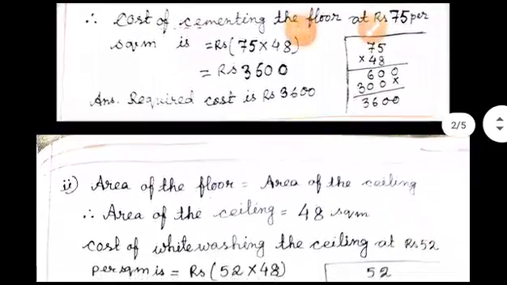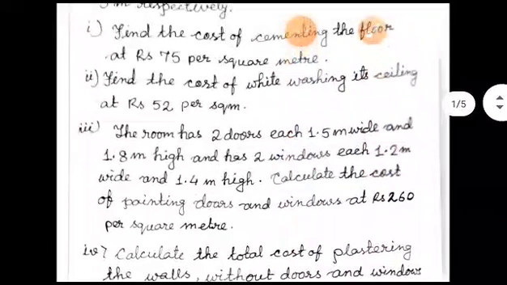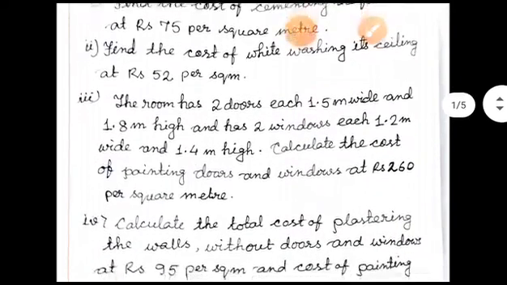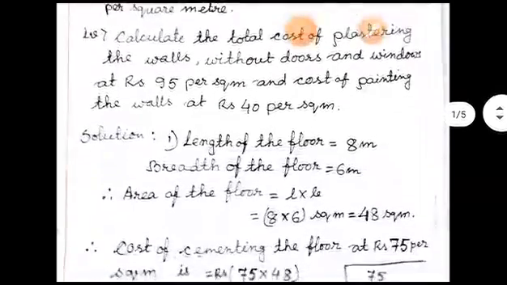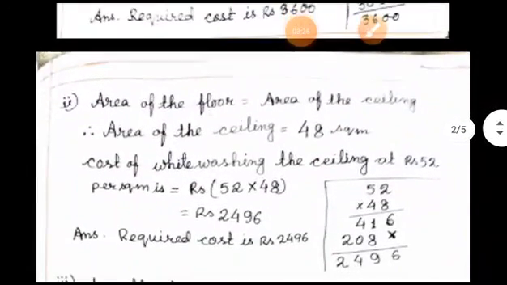In the next part, let's go back to the question. Subpart 2, find the cost of whitewashing its ceiling at rupees 52 per square meter. Now children, in a room, as I have told you previously also, the area of the floor and the area of the ceiling both will be equal. Alright. So the area of the floor equals to area of ceiling, which is equals to 48 square meter.